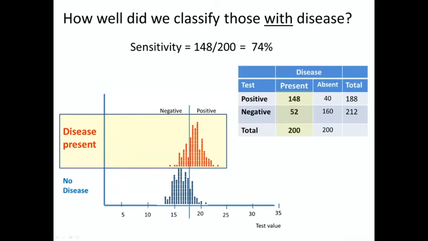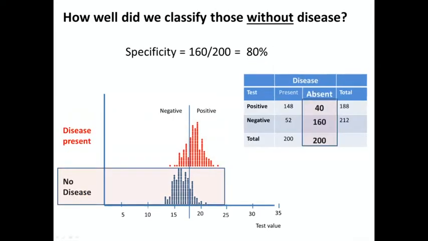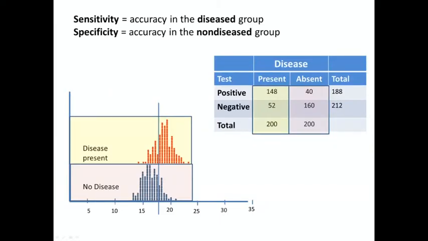So we look at this and ask, how well did we classify people that actually had disease? Out of 200 of those patients, we got 148 of those cases right, so that's about 74%. That's the sensitivity of the test. That's the accuracy of the test among people that truly have disease. And we do a similar thing for people that don't have disease. We had 200 of those as well, and the ratio of the true negatives to 200 is 80%. So specificity is a measure of accuracy among the population that does not have disease. That's summarized here: sensitivity is a measure of accuracy in the diseased group, and specificity is a measure of accuracy in the non-diseased group.